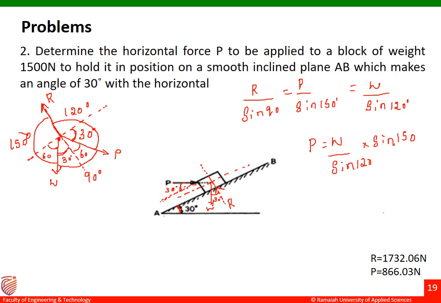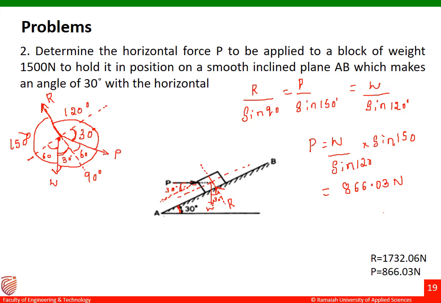So the answer for W is 1500 into sine 150 degrees divided by sine 120 degrees. You are going to get the answer for P as 866.03 Newton. So this is the answer for P.